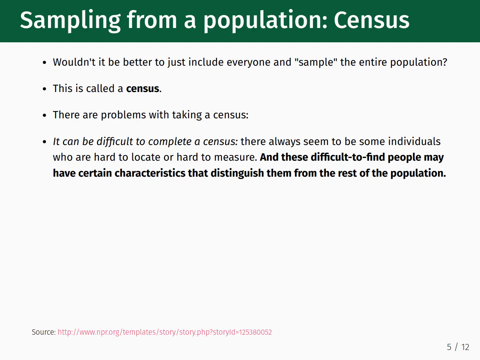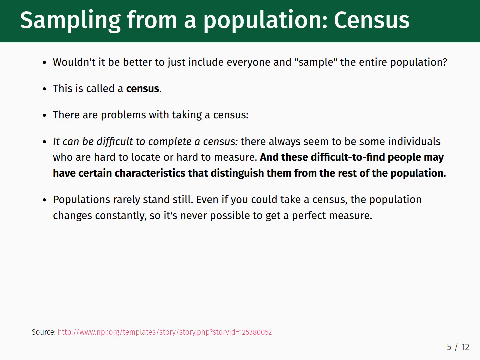Furthermore, populations rarely stand still. Even if you could take a census, the population changes constantly, so it's never possible to get a perfect measure. There are many complications with taking a census that make it more reasonable, even when there are many things that can go wrong, to collect a representative sample instead.